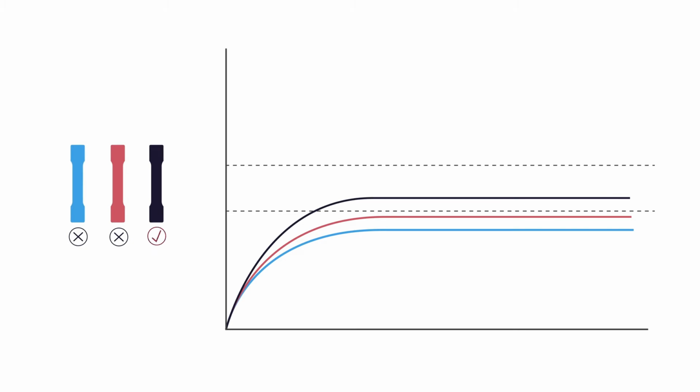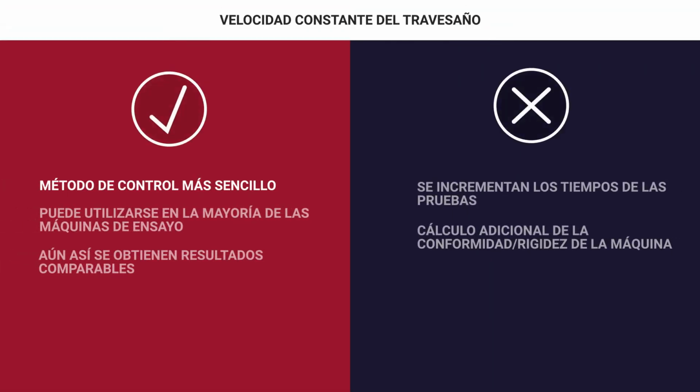can produce valid results. To summarize, the constant crosshead speed method is a very simple control method available on nearly any testing machine, and if done properly, still ensures repeatable and comparable results. The downside to using this method is that it is time-consuming because it requires the test to be run at a slow speed for a long period of time. It can also require multiple trial and error adjustments to the crosshead speed to ensure that your strain rate is in compliance with the testing standards.